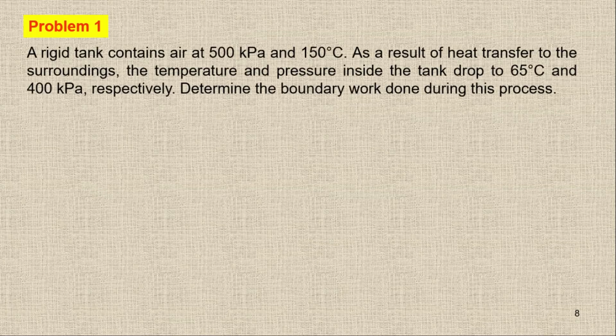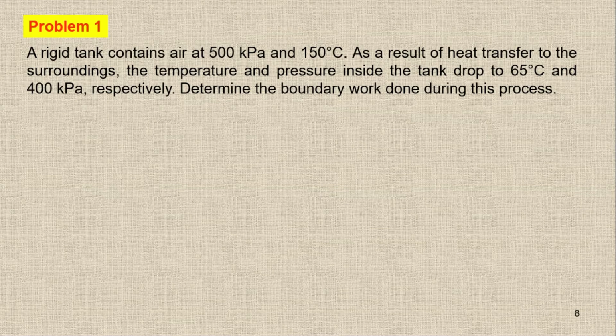Now, we are going to solve some problems for this moving boundary work. The first one is: a rigid tank contains air at 500 kilopascal and 150 degrees Celsius. As a result of heat transfer to the surroundings, so heat is going out, the temperature and the pressure inside the tank drop to 65 degrees Celsius and 400 kilopascal. So temperature and pressure are decreased respectively. Determine the boundary work during this process.